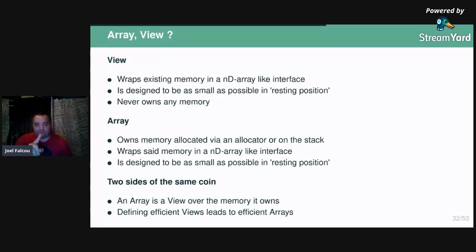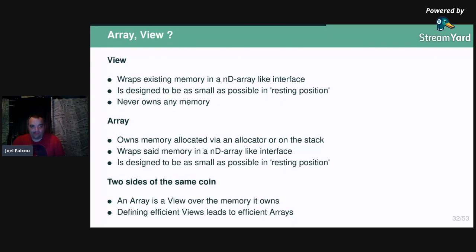And once we have view, we have array, because array is just a view over some memory that the array owns. So you will allocate some memory, take care of the memory ownership properly, and then you don't have to do anything, because you will just say that you are a view on yourselves, and you will reuse all the API exposed by view. And you don't have to write much more than handling the ownership, setting up the view, and be done. And again, the resting position size, that's what happens when you have an array of a given number of dimensions over some types, and you just default constructed it, how big it is.